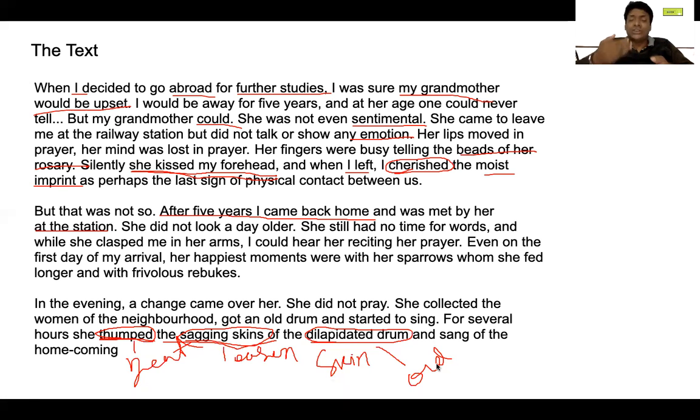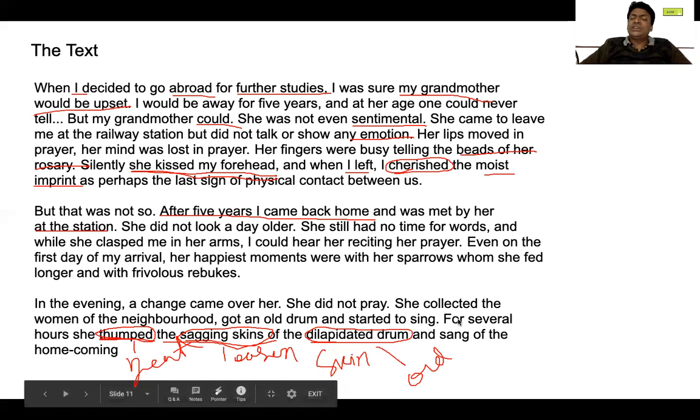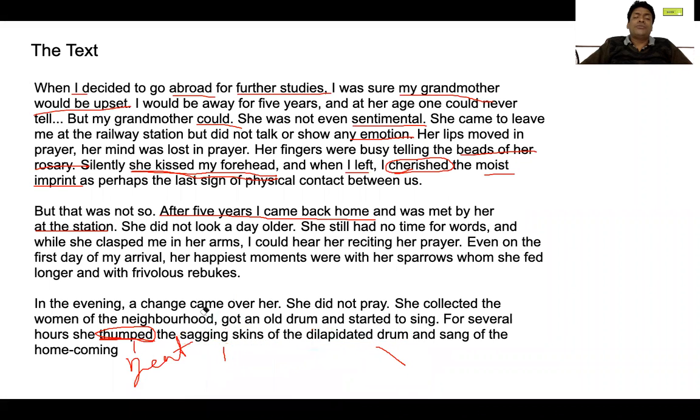Dilapidated means something whose condition has decreased and deteriorated, a very old drum, right? And what she did with that, now she sang. What she sang? She sang of the whole homecoming. Homecoming means the author's coming back home. She celebrated that with the other women of her neighborhood. So that is what is stated.